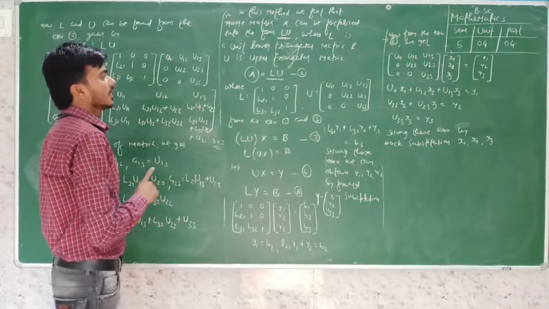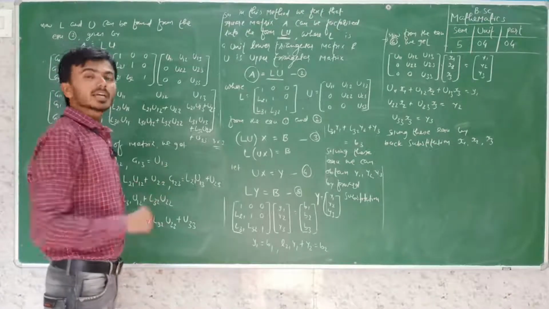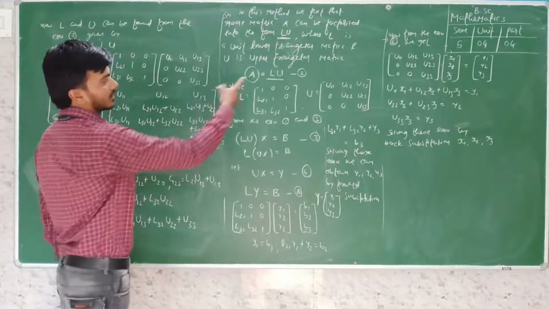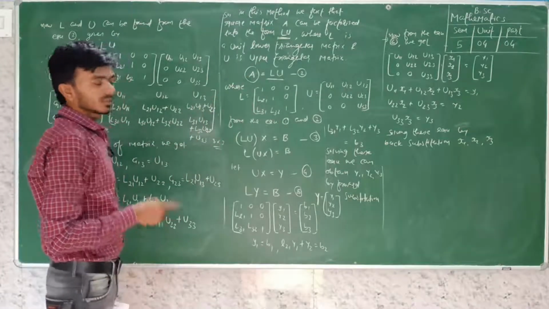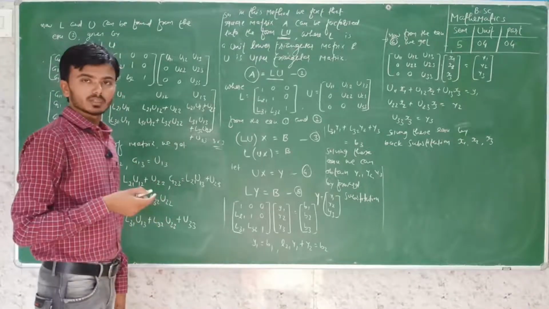What is A is equal to LU? In the method of factorization, what is L? So L is the unit lower triangular matrix and U is the upper triangular matrix.